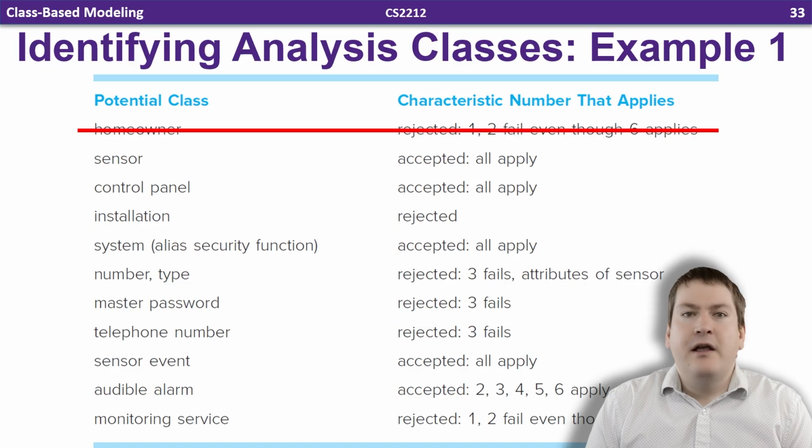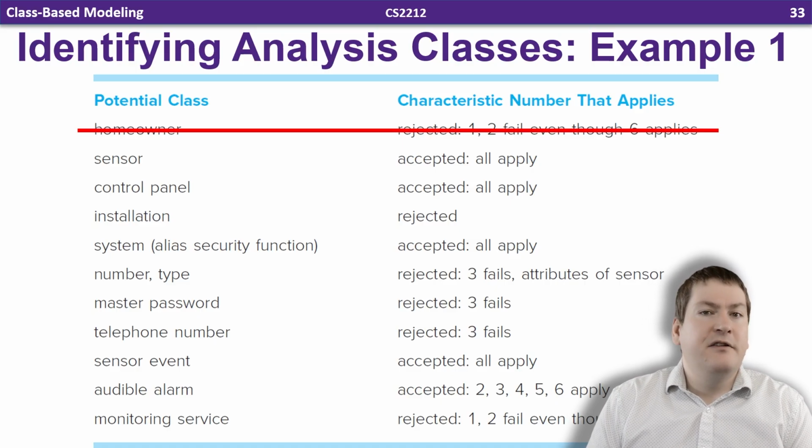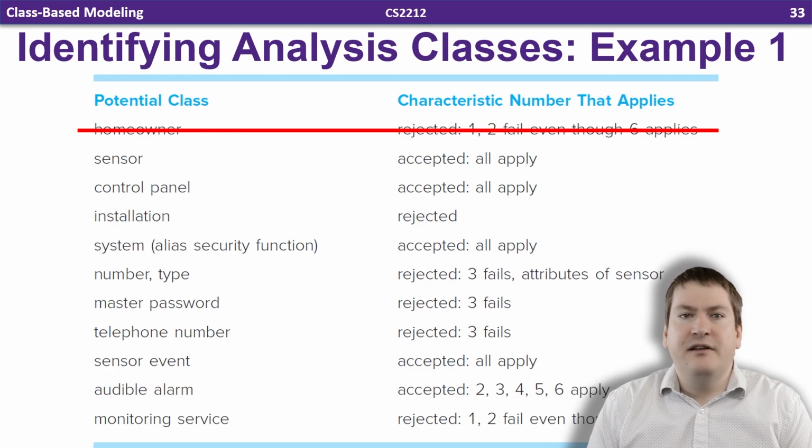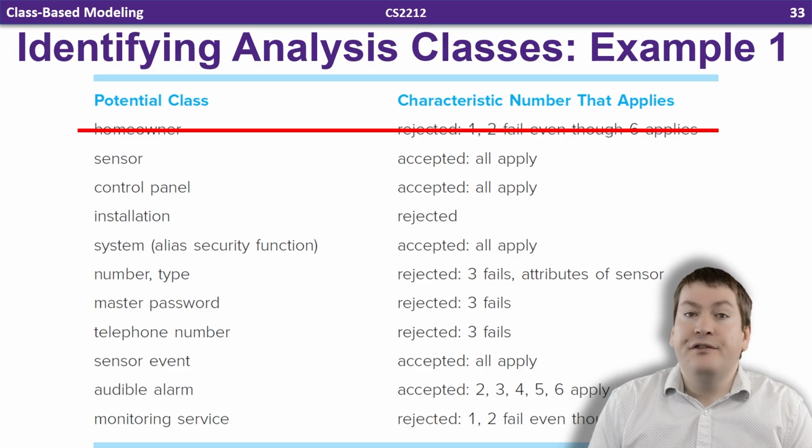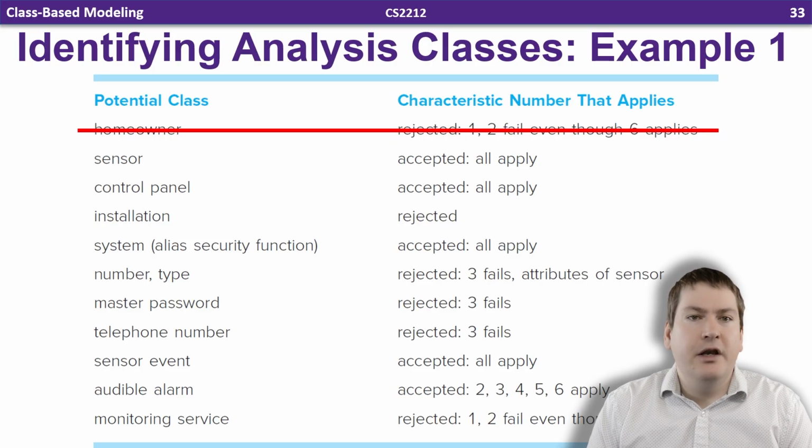So let's take a look. First one here, homeowner. It seems like it is an important class, but based on the scenario we just read, no information is stored about them, and they don't have any identifiable operations. This violates Rule 1, retain information, and Rule 2, needed services.